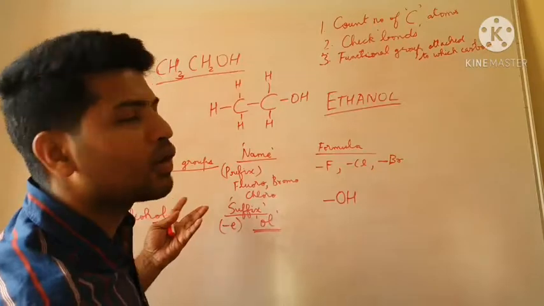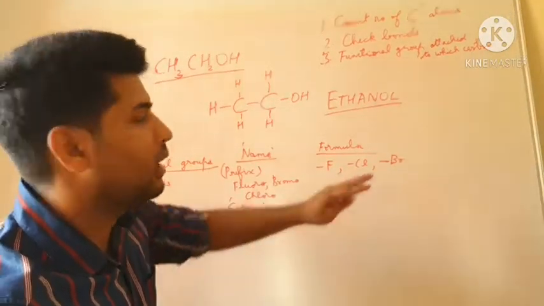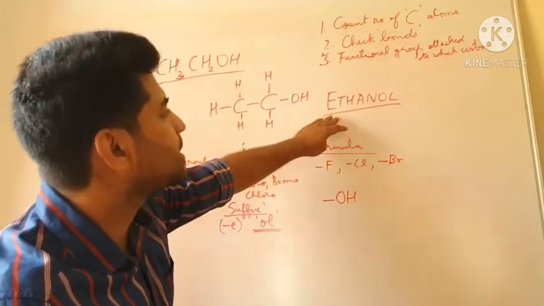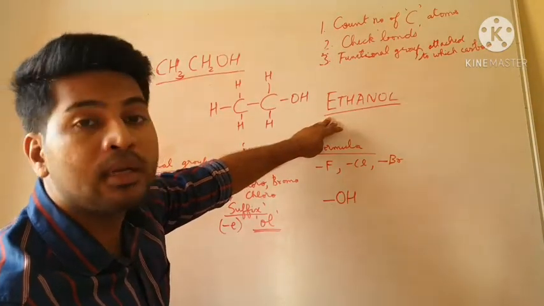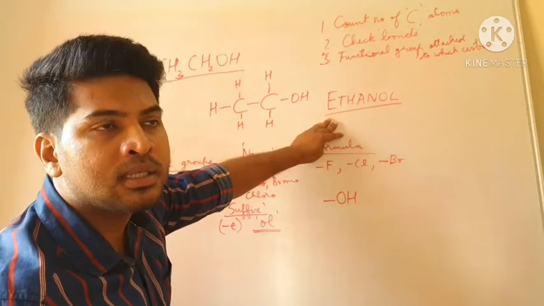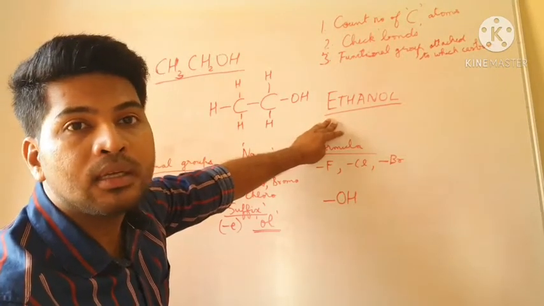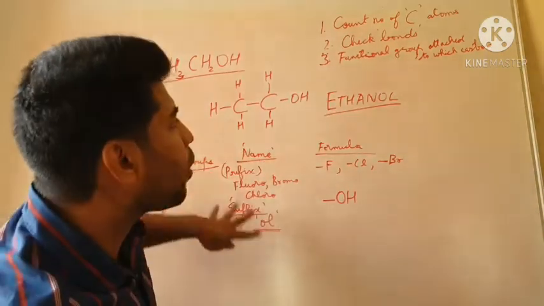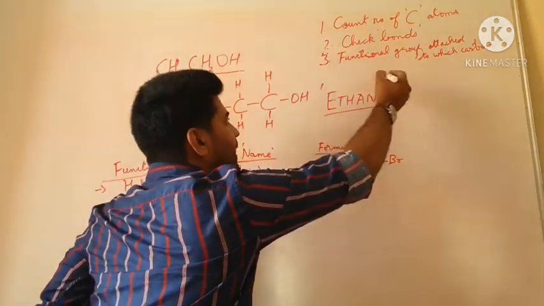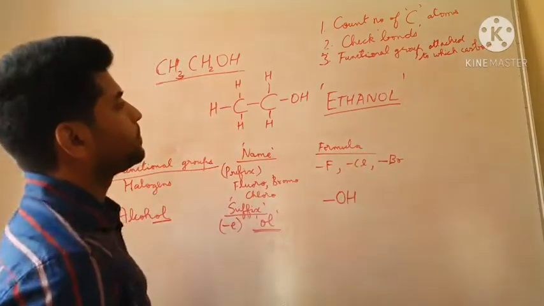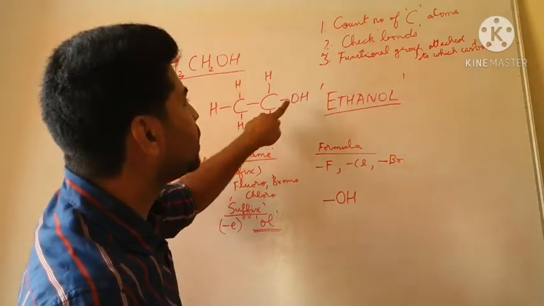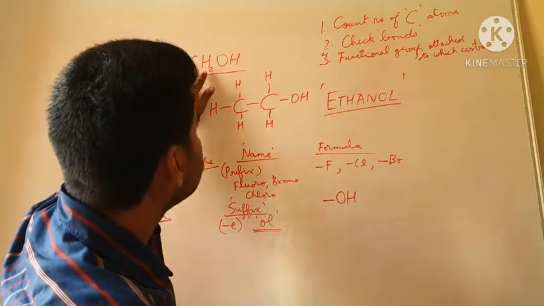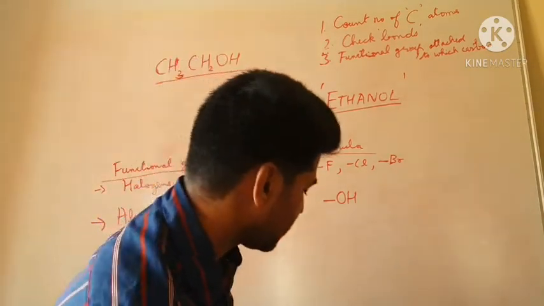What we call alcohol generally. Ethanol is the main constituent present in alcoholic drinks such as whiskey, rum, wine, also present in small amounts in beer. So all alcoholic drinks contain this particular carbon compound, ethanol. It has the molecular formula CH3 CH2 OH.